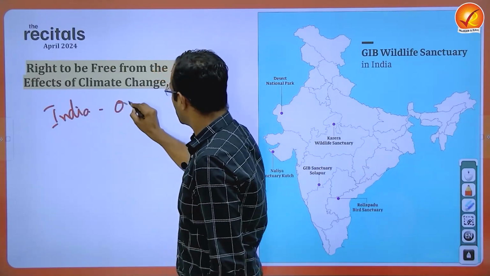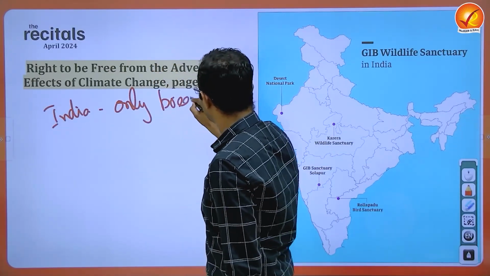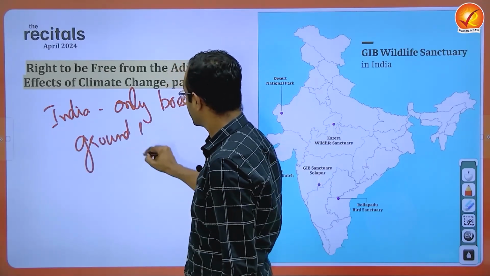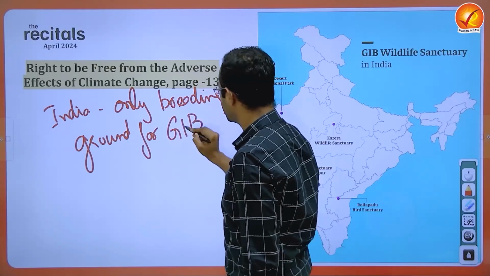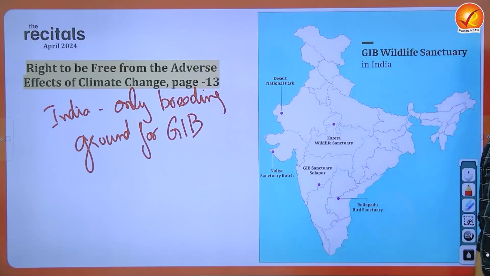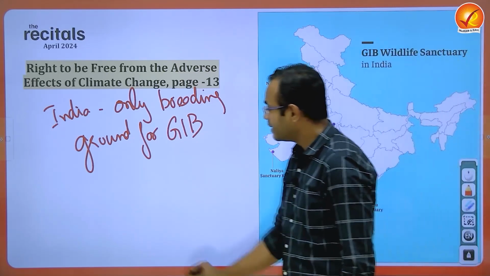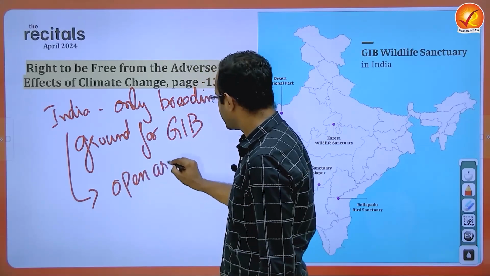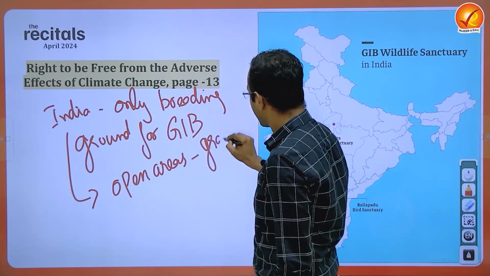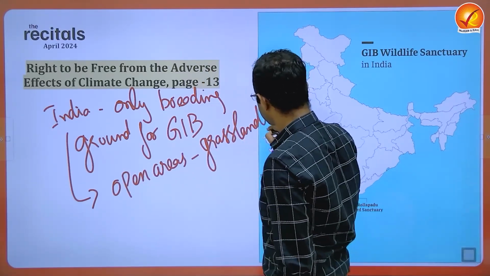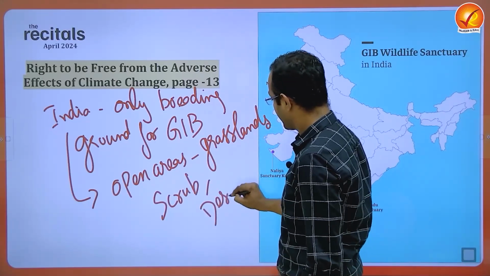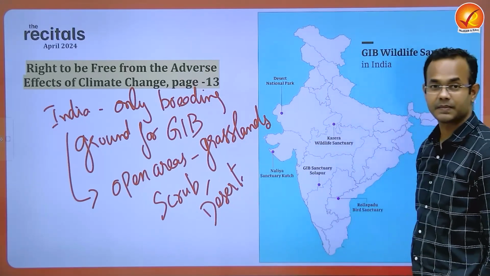India is the only breeding ground for Great Indian Bustard in the world currently, and they are present in open areas such as grasslands, scrub, even desert regions.